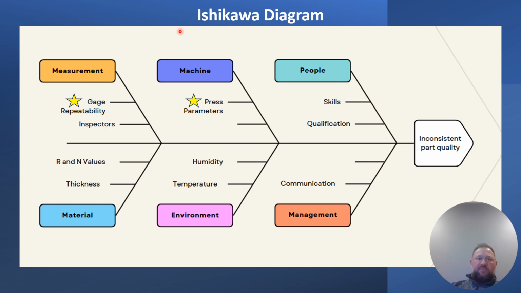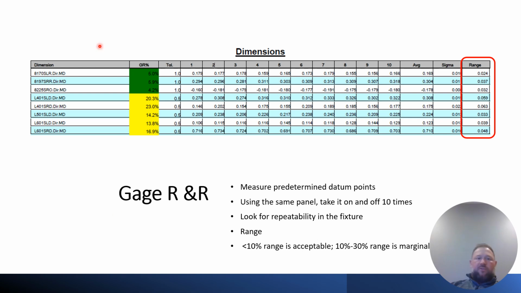So the first thing we did, we started with an Ishikawa diagram, also known as a fishbone diagram. We looked at what could be causing it from the measurement, machine, people, material, environment, and management standpoint. And the 2 that we identified as most probable root causes are press parameters and gauge repeatability. So the first thing we wanted to do was eliminate the gauge. So we conducted a gauge repeatability and reliability study.